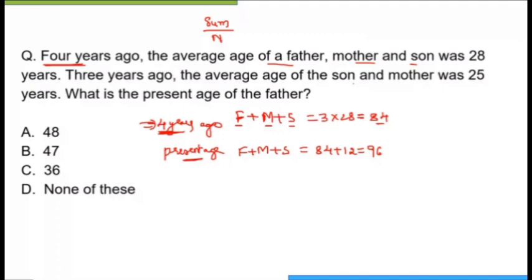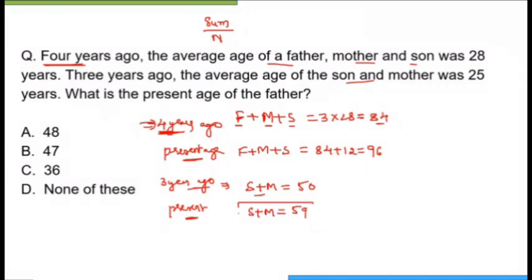3 years ago, the average age of son and mother is given. What is that? 3 years ago, son's age plus mother's age is 50. Now, what about the present ages of both of them? He's asking for present ages. That's why I'm calculating the present ages directly. So each person's age must be added with 3. Therefore, 3 plus 3, I need to add 6, and the sum is going to become 56. Then you also have this equation.